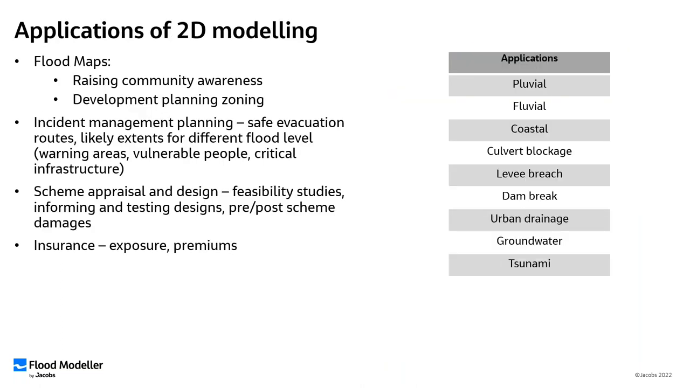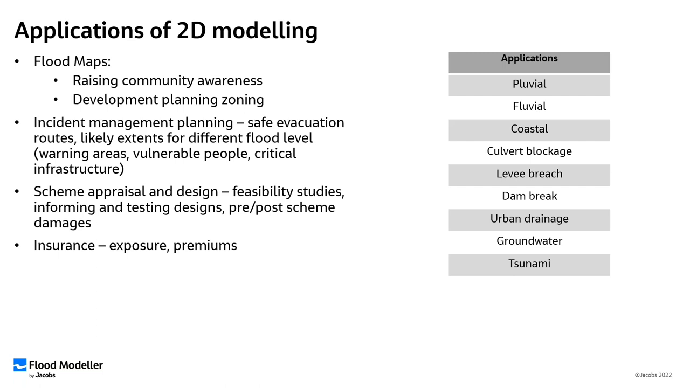So just a bit of a rundown of different kind of practical applications of 2D modeling. You may be particularly interested in velocities, especially spatially distributed velocities, for things like incident management planning, or perhaps erosion management and things like that. So when you want to have your safe evacuation route, so you want to see maybe your foul leg in your channel kind of thing. So you might want to see your velocities. A huge variety of other applications too.